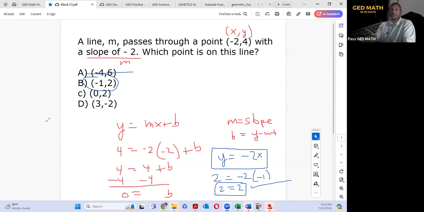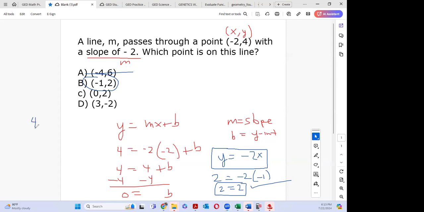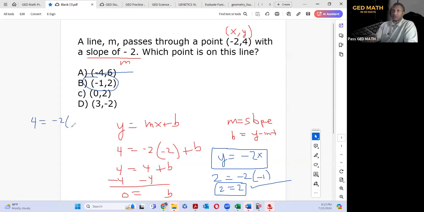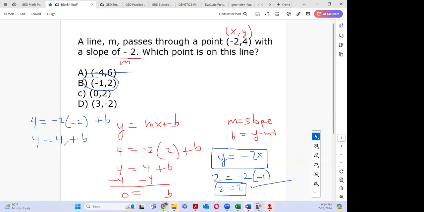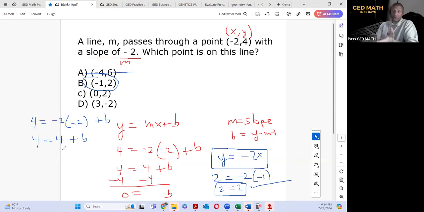Oh, so that's a one-step algebraic equation. So here we got 4 equal -2 times -2 plus B. 4 is equal -2 times -2 is also 4 plus B. In order to get B by itself, you must get rid of the +4. This is how you solve a one-step algebraic equation. You do the opposite operation. The opposite of +4 is -4.